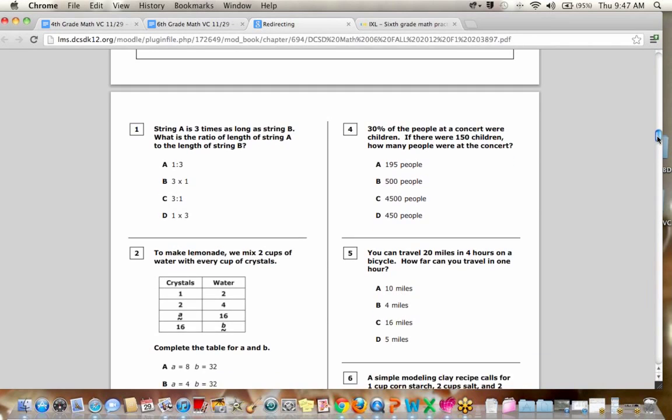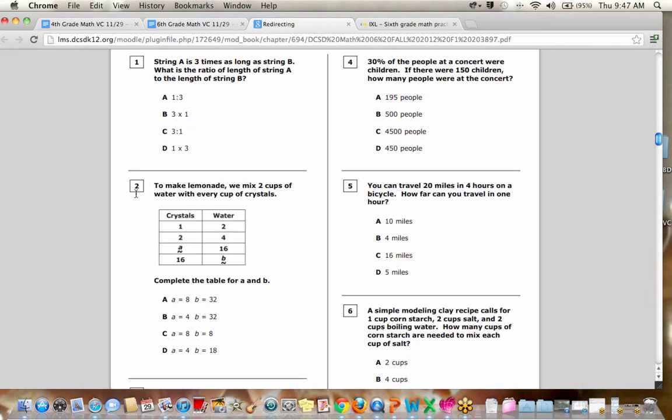Oh, well, this was exciting. We had a little bit of algebra. So they have this little table here, and then they have A and B that you had to figure out the values for. So really, when you're looking at a table like they have here, you need to figure out what they're doing to one column to end up with the second column. So you need to kind of look at the pattern that you see here. So what is the pattern from crystals to water? It looks like you multiply the crystals times 2, right?